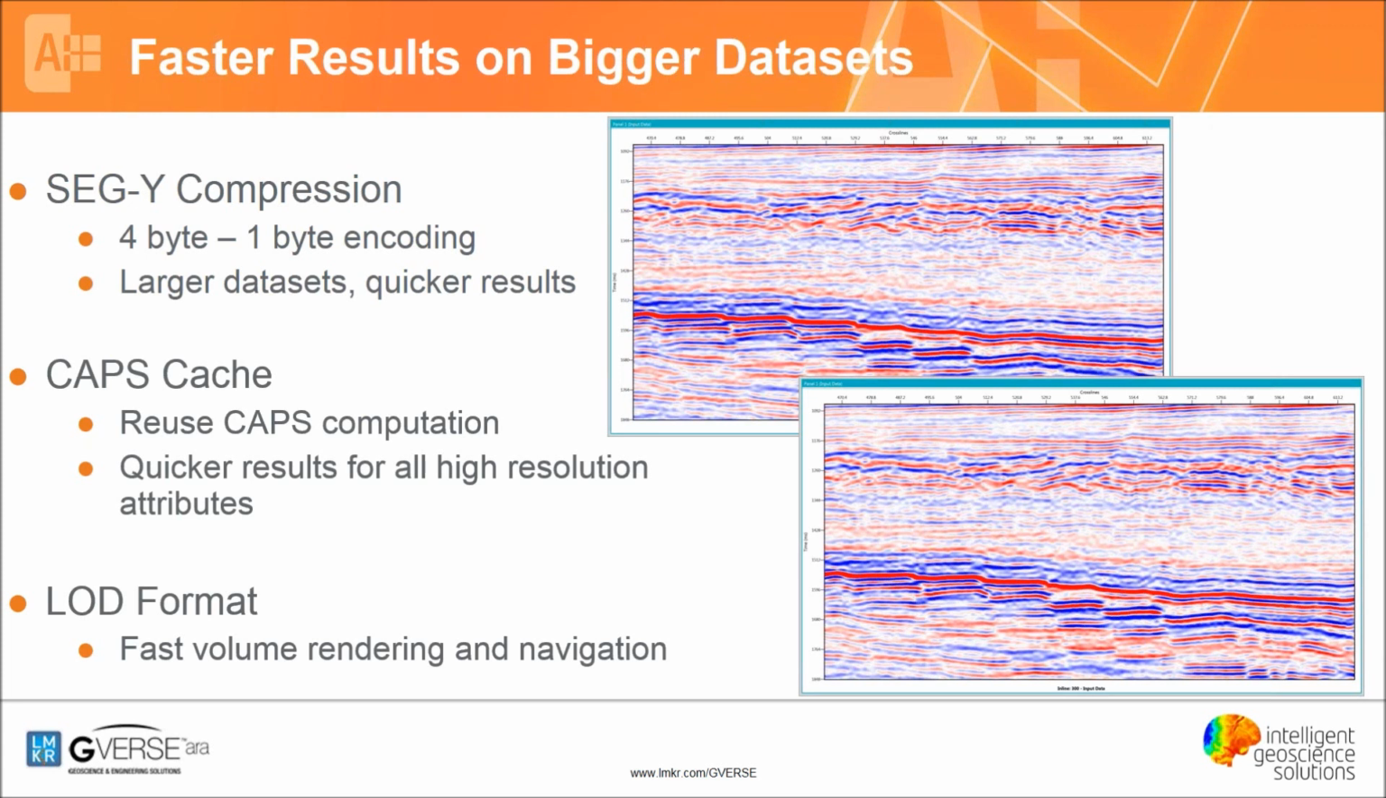So this is especially useful when you're rendering volumes, because when you're looking at a volume in 3D space, you load all of that data. That's a lot of data that you have to handle. So this LOD format really increases your performance when you're loading volumes, or when you're navigating through a very, very big data set. So these are some of the behind-the-scenes improvements that we have done for the performance of our GVERSE Attribute software that helps make it even faster.